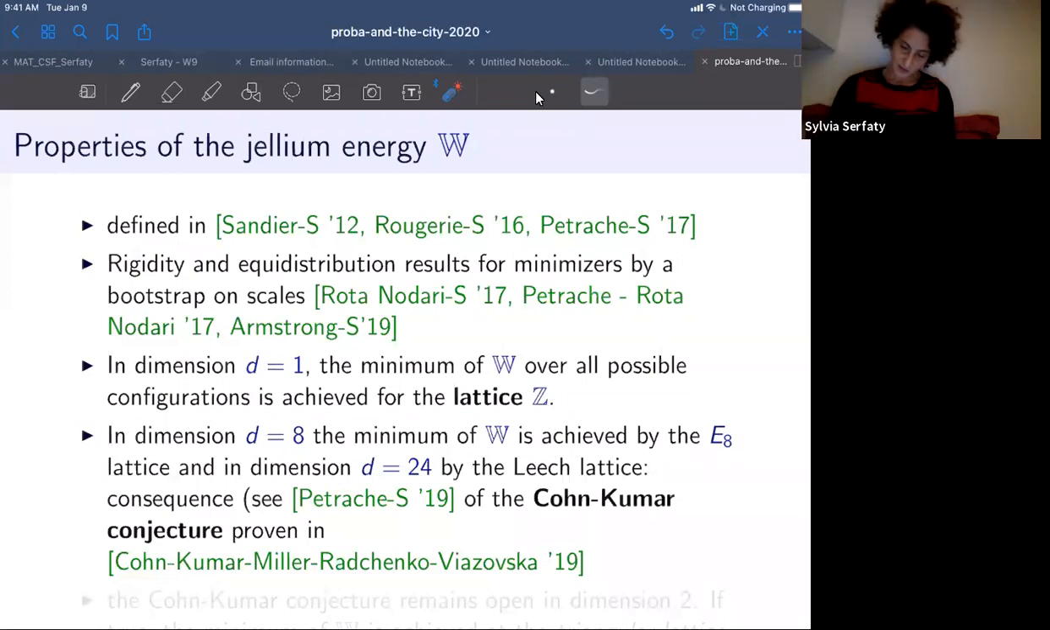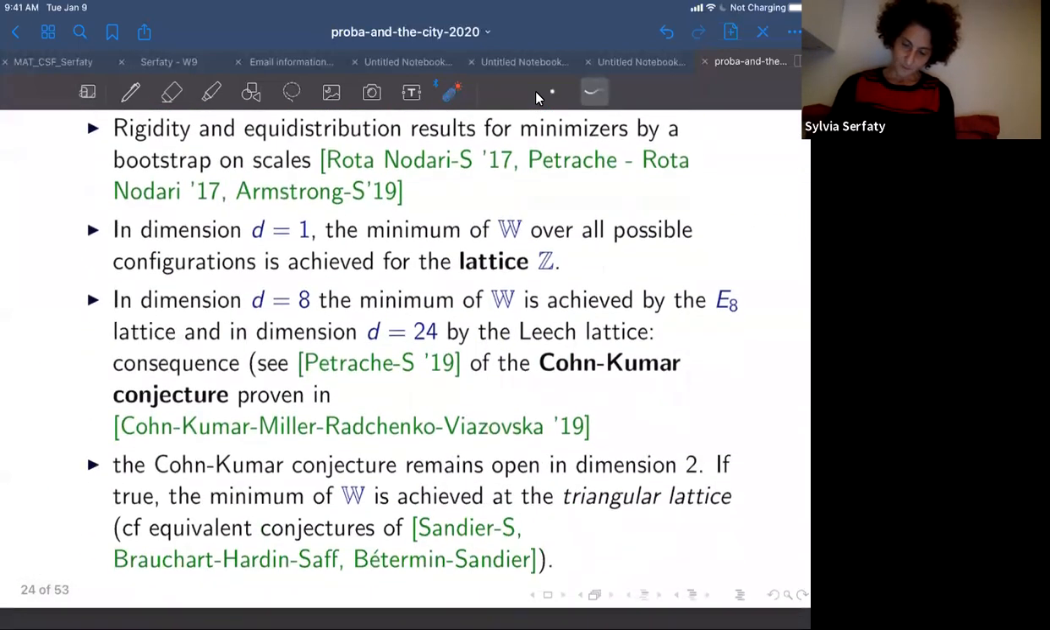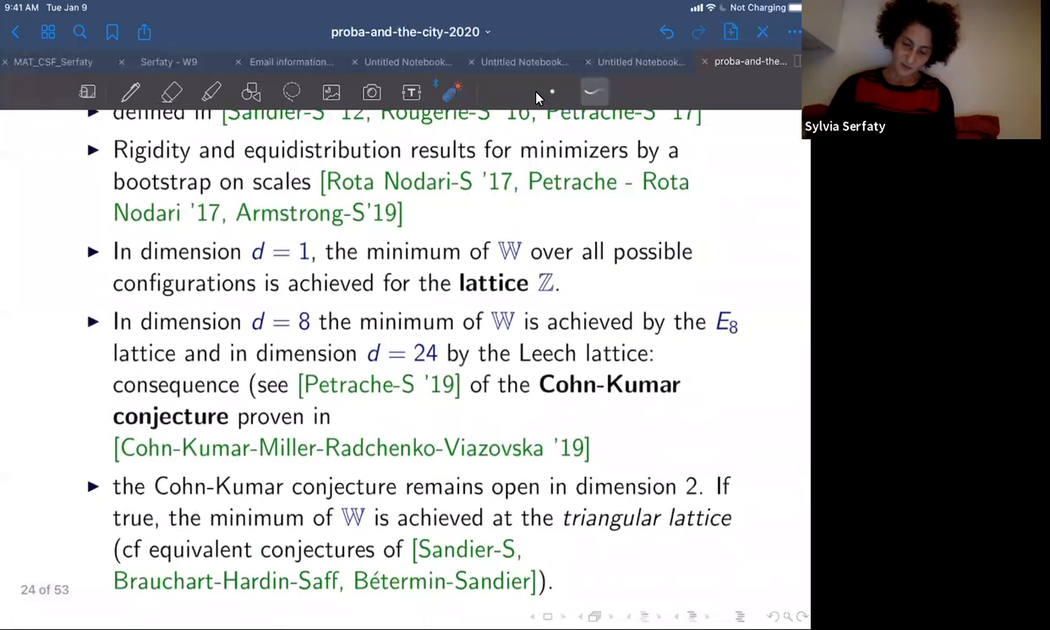But sadly for us who care about random matrices, for instance, they haven't been able to prove it in dimension 2, although it seems very plausible that it's also true. It remains open in dimension 2, and we arrived at this conjecture by different routes, also in works with Etienne Sandier and other people in approximation theory, showing this conjecture is equivalent to other conjectures, which makes it even more plausible. And in dimension 2, it should be the triangular lattice, the universally minimizing lattice.